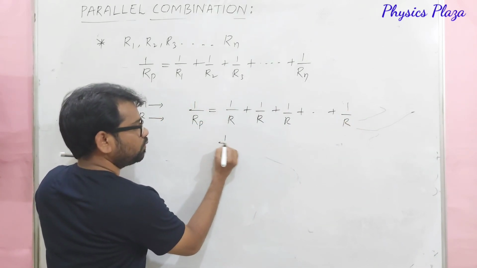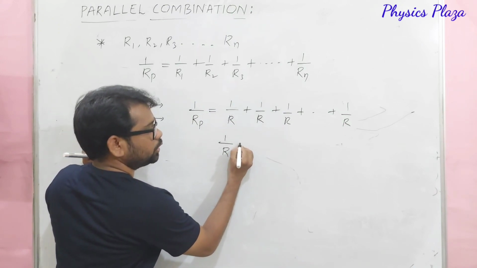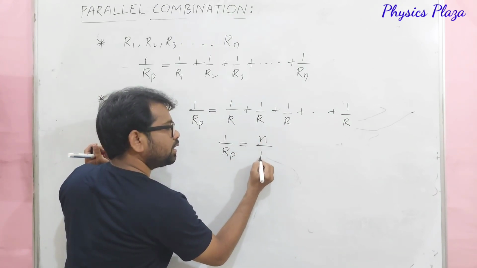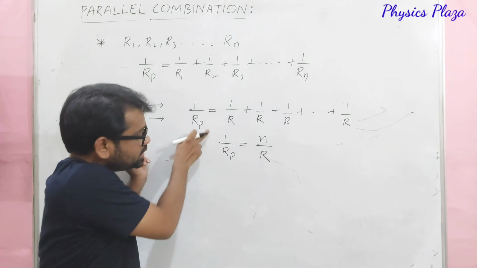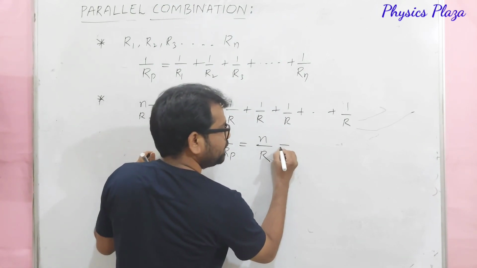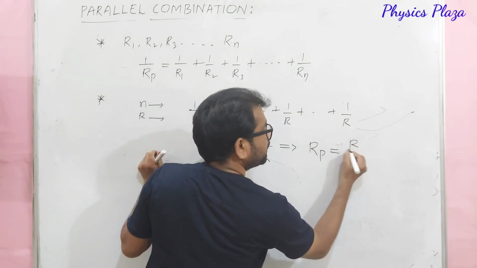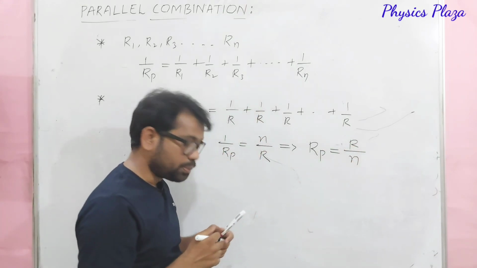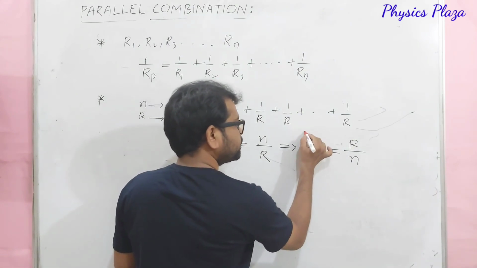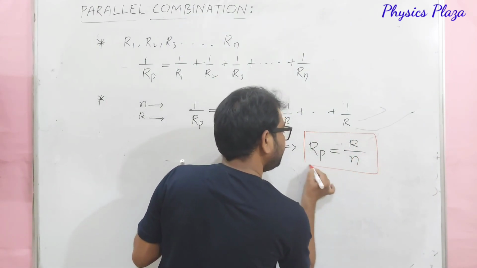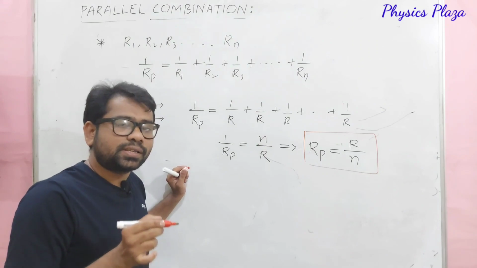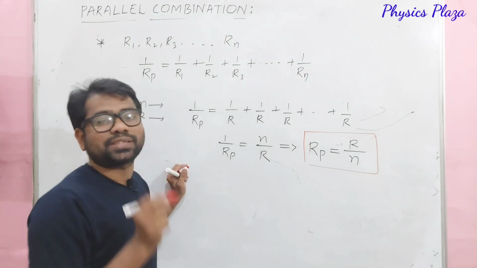So then it will be 1 by Rp is equal to n by R. As it is a reciprocal, the effective resistance Rp is equal to R by n. It's very important: R by n. So this is how we can calculate if n number of resistors, each with the same resistance, are given.